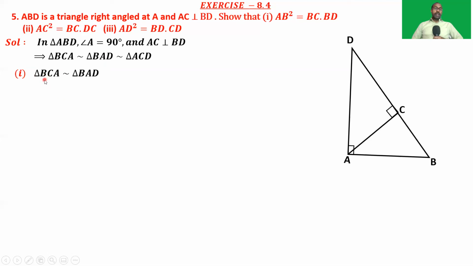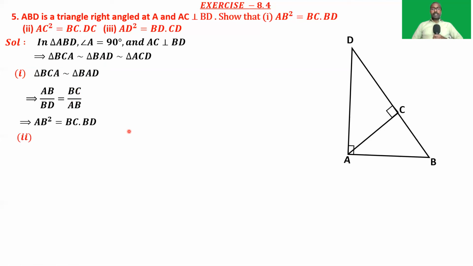Now take triangle BCA similar to triangle BAD. And as these two triangles are similar, the ratio of corresponding sides is equal. So that AB by BD is equal to BC by AB. So from this we can write AB square is equal to BC into BD.